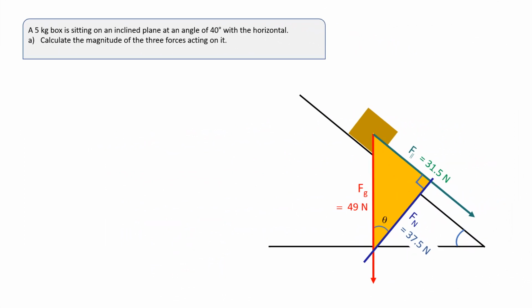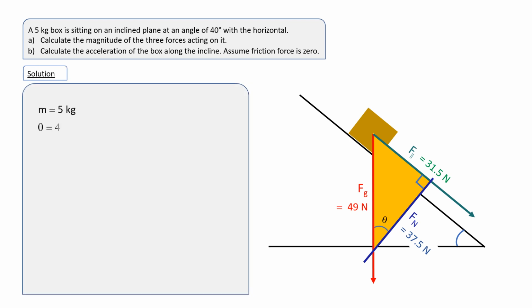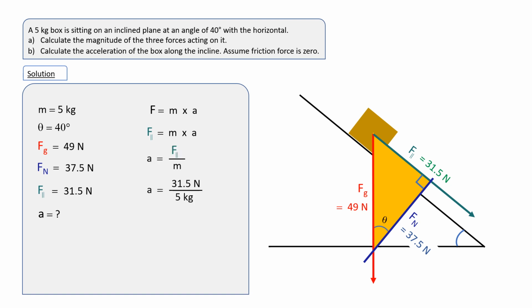Let's add another challenge to our problem and calculate the acceleration of the box along the incline. The assumption that there is no force of friction acting on the box simplifies the problem. We start the solution by listing what we're given and what we are looking for. Using the fundamental relationship force is equal to mass times acceleration, noting that the particular force in question is the parallel force, we rewrite the formula to solve for acceleration.